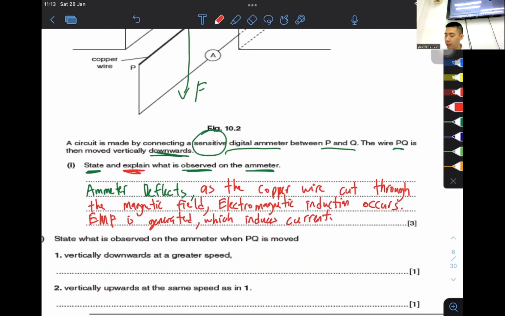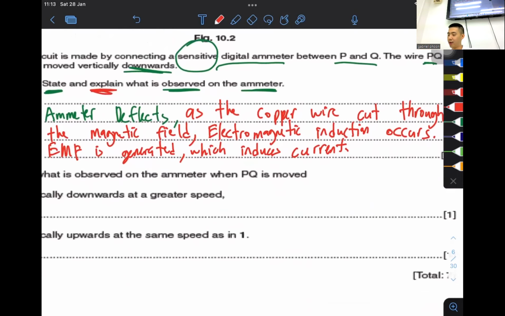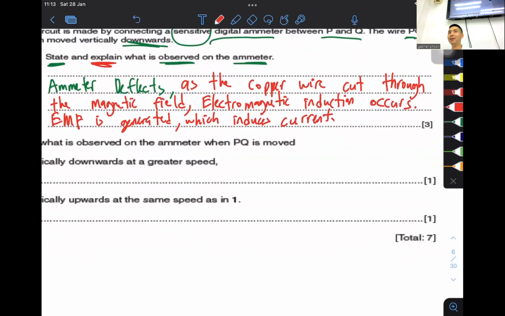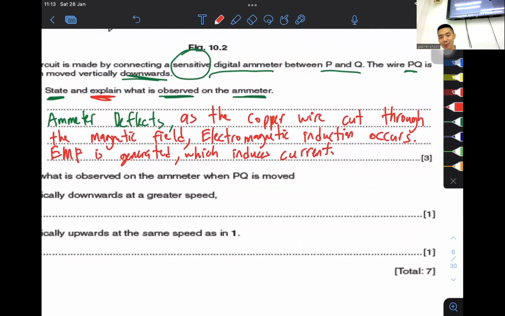Guys, every time you talk about all these kinds of electromagnetic induction, you must always mention that the EMF is generated first. It is because of this EMF which drives the current in the circuit, guys. Very, very important. You must know how to answer this. Is it better this way?